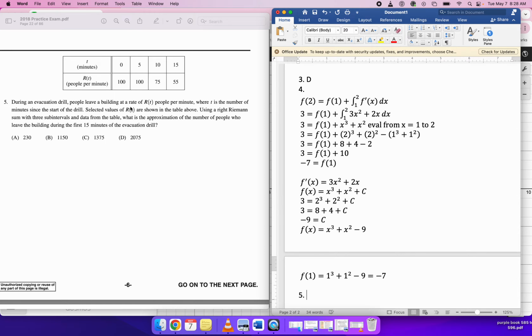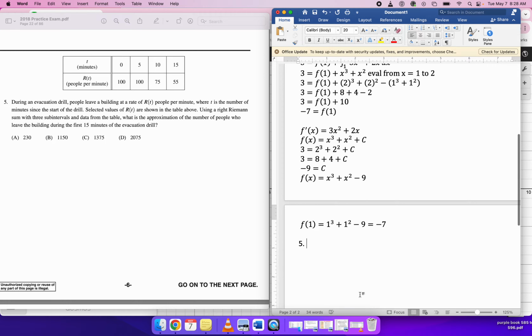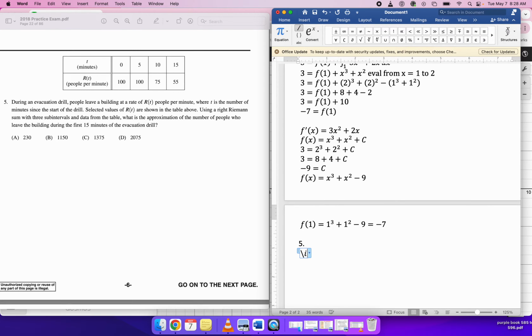If you want to know the amount of people who leave the building during some time interval, then you just integrate the rate out function over that time interval. So to find the number of people who left during the first 15 minutes, I would compute the integral from 0 to 15 of the rate out function. Of course, I don't have a formula for this. All I have are some selected values. So I can only approximate the value of this integral. And the problem's telling me to use a right Riemann sum to do that.